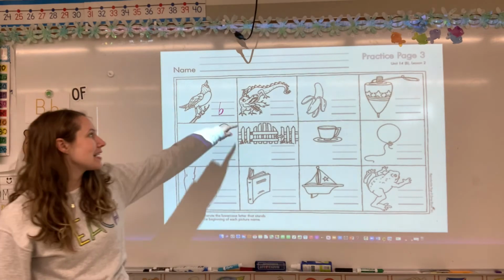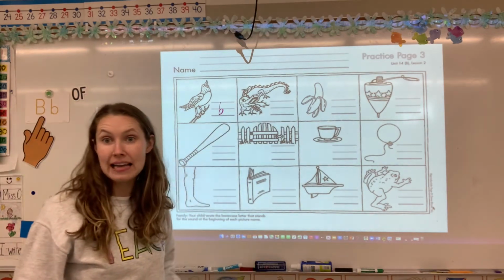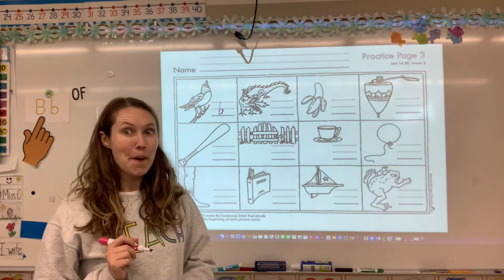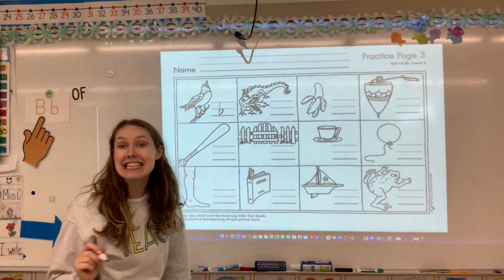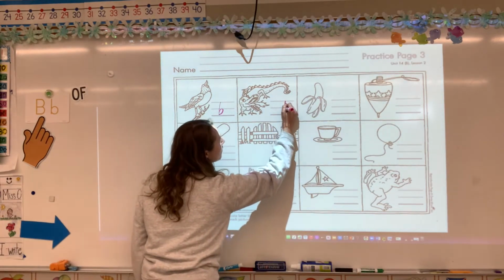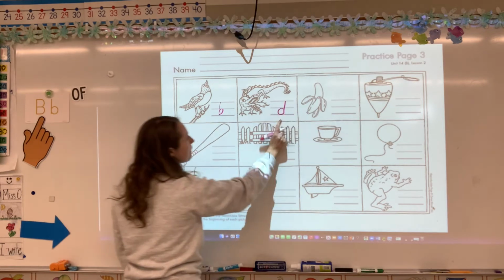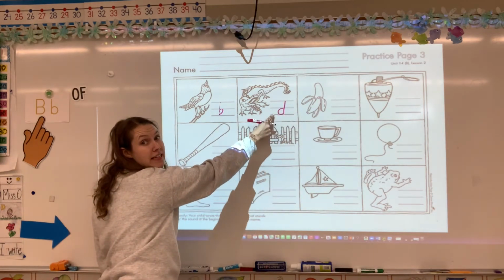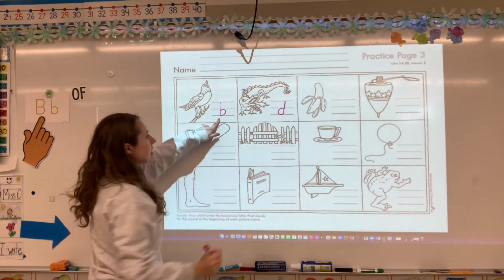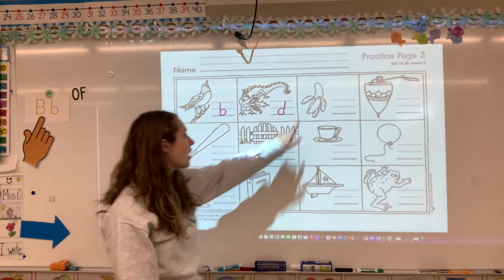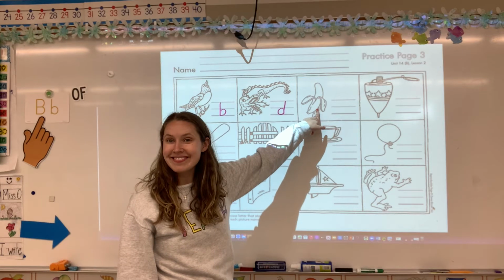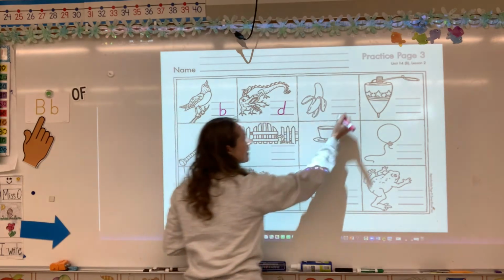Our next picture is a dragon. Dragon. What do we hear at the beginning of dragon? I hear a D, not a B, but a D. So I'm going to write a lowercase d. Notice that the bump on my lowercase d is facing a different direction than my lowercase b. Remember that B and D face different directions. What about a banana? What does banana begin with? That also begins with our lowercase b.